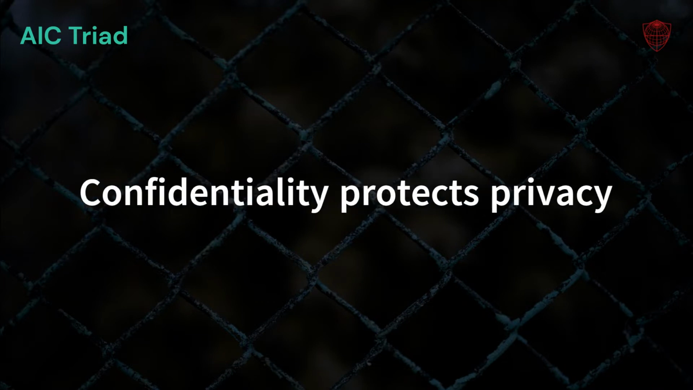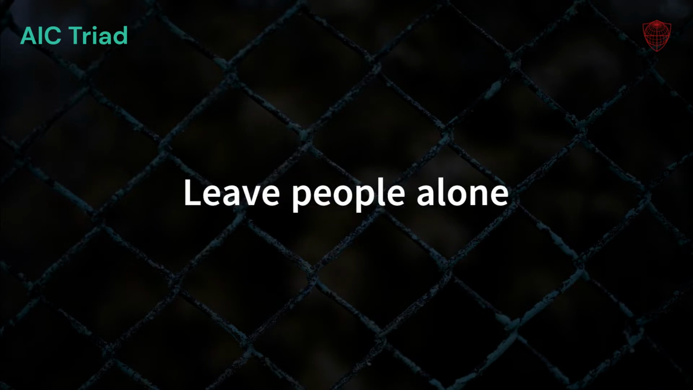Ensuring confidentiality also protects privacy. Privacy is a term which describes the control given to the user on their personal data, like personally identifiable information, PII, or personal health information, PHI. The objective is to leave people alone with their personal things. Privacy needs confidentiality, so privacy requires security.